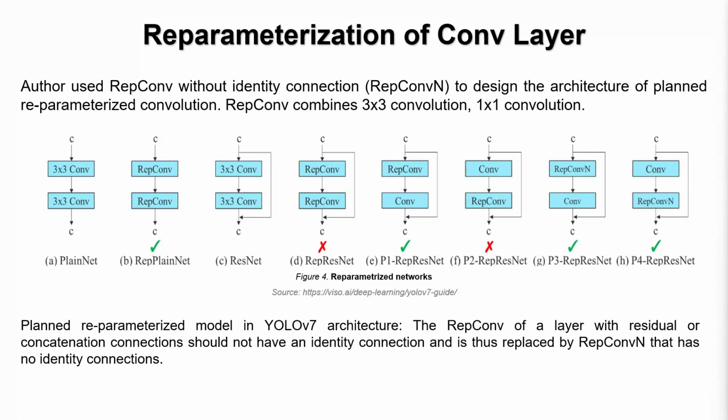The reparameterization technique involves averaging a set of model weights to create a robust model. Training identical models with different training data and averaging the weights of those trained models, which is also known as module level ensemble, is used for YOLO version 7.